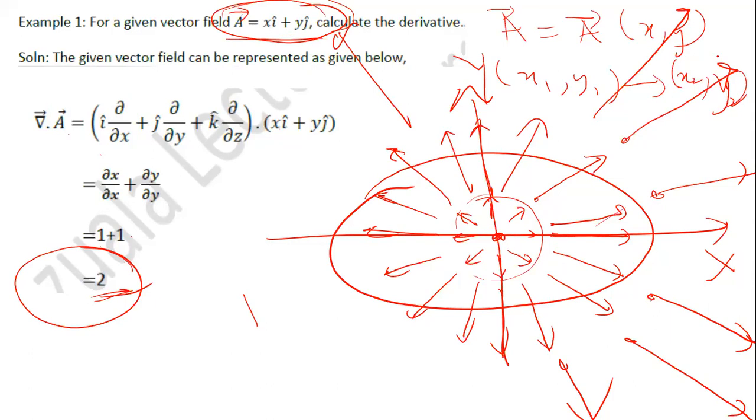So this is a diverging vector field. It is not rotating at all, right? It is just spreading away from one point of origin. There is no rotation of the vector field here.